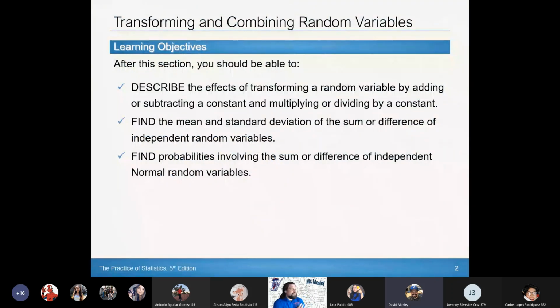In this section, you're going to learn how to describe the effects of transforming a random variable by adding or subtracting a constant and multiplying or dividing by a constant. You're going to find the mean and standard deviation of the sum or difference of independent random variables, and we'll find probabilities involving the sum or difference of independent normal random variables. This is what we will be working on today.